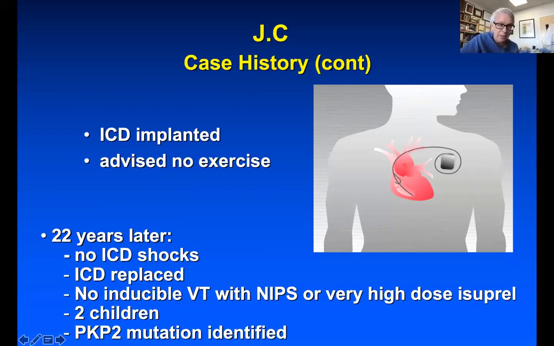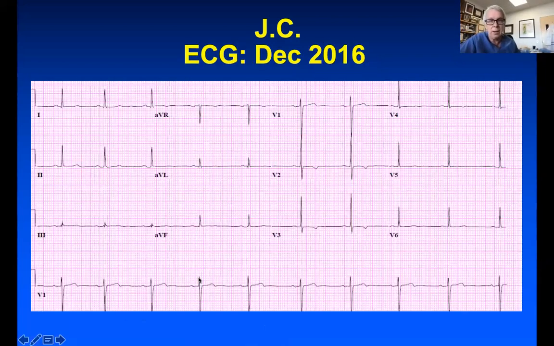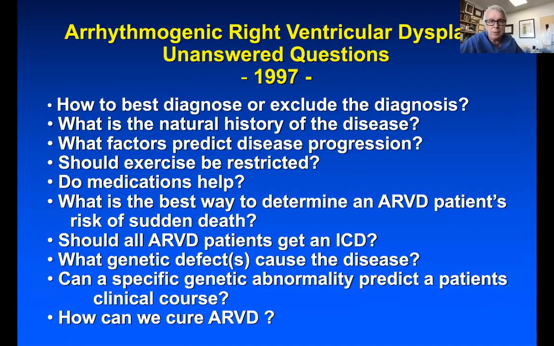And lo and behold, we identified the plakophilin 2 mutation in him, which is the most common mutation you find in ARVD patients. This is his EKG in 2016, and you can see there's no progression. Basically everything's been absolutely fantastic for John. So that's sort of a happy story. Back in 1997, the question was, we didn't know much about ARVD.